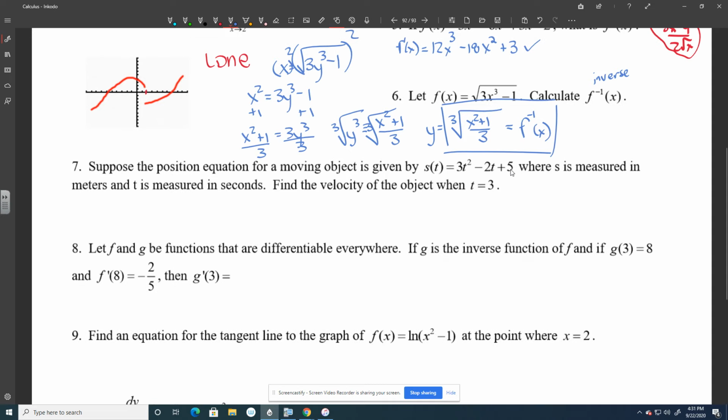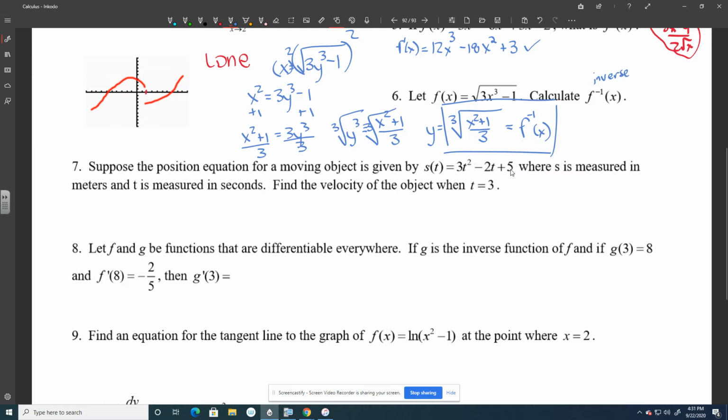Number 7, suppose that the position equation for a moving object is given by s of t equals 3t squared minus 2t plus 5, where s is measured in meters and t is measured in seconds. Find the velocity of the object when t is equal to 3.